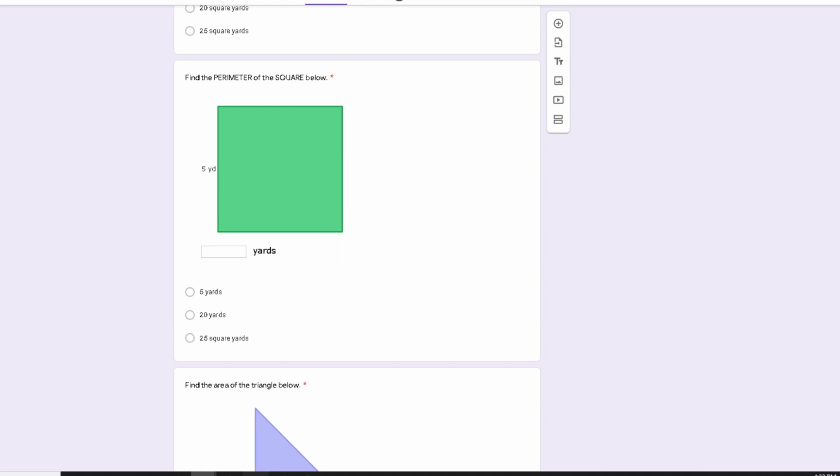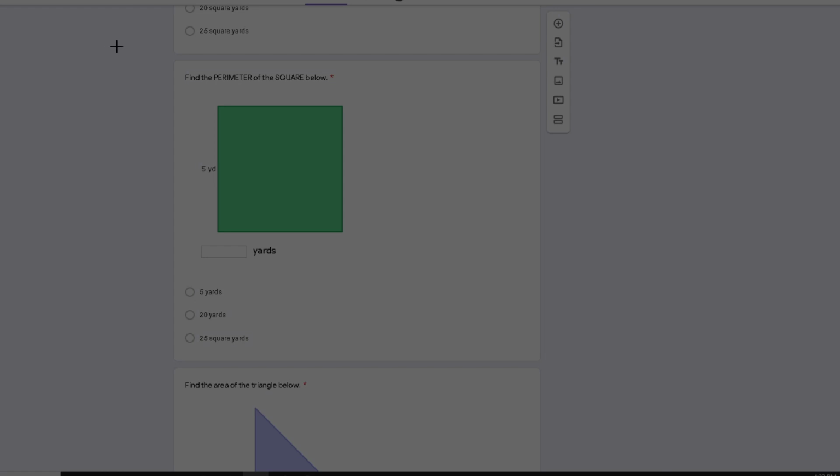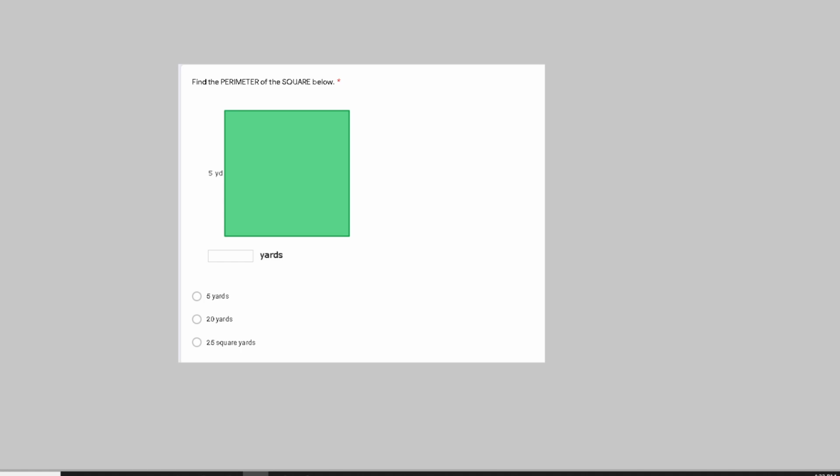Now find the perimeter of the square below. So again, it's a square. It's the same square. It's 5 on each side. There's 4 sides that are 5 yards. So 4 times 5, 20 yards. Or you can do 5 plus 5 plus 5 plus 5 and get the same answer.